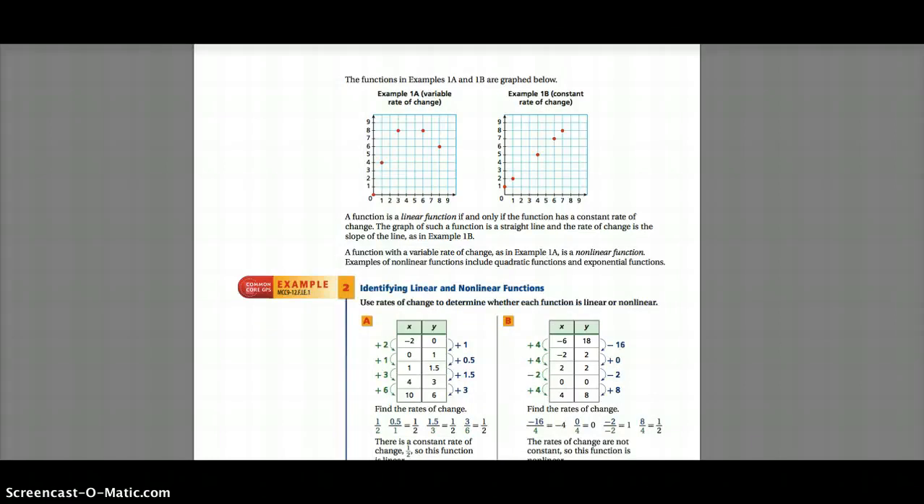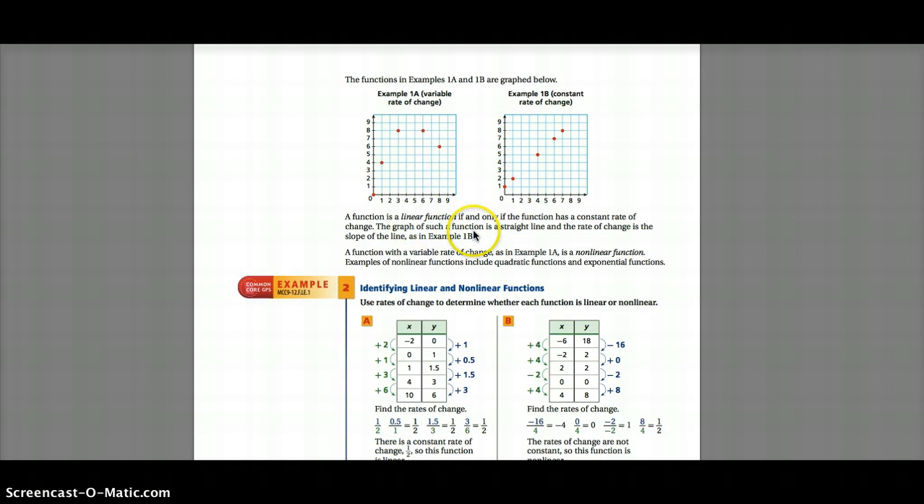Okay, so we could also look at a graph to see if it's variable or constant rate of change. So you know that a constant rate of change makes a straight line, and a variable rate of change makes anything else. This one looks kind of like a parabola, perhaps. So this is a variable, and this is a constant rate of change.